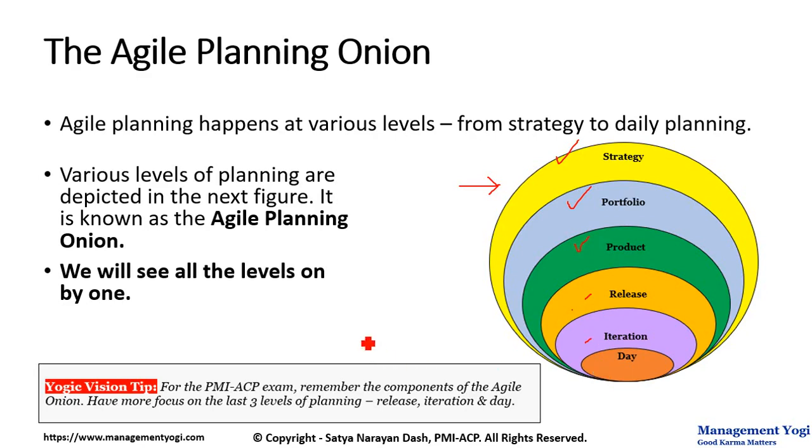Related to it, I have a tip for the PMI-ACP exam: remember the components of the Agile Onion. However, have more focus on the last three levels of planning: release planning, iteration planning, and daily planning. Because as part of the Agile team, you are most likely to be exposed to these three levels of planning.